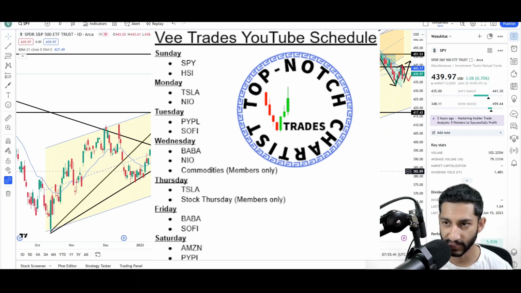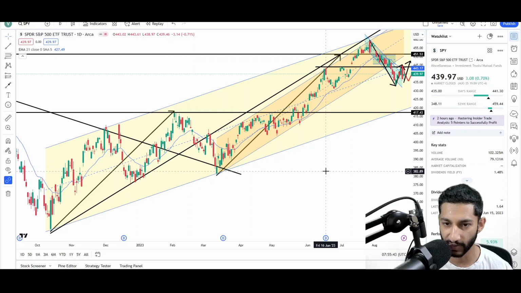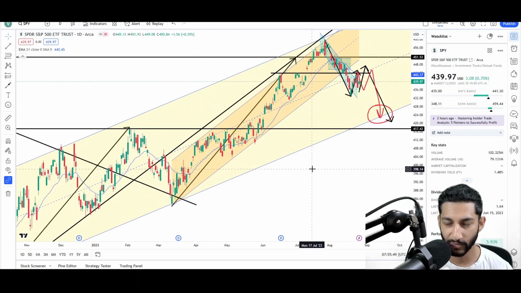S&P 500 ETF Trust with the ticker symbol SPY. I will first be going over what I see on the daily chart and finish the video off with the weekly chart.